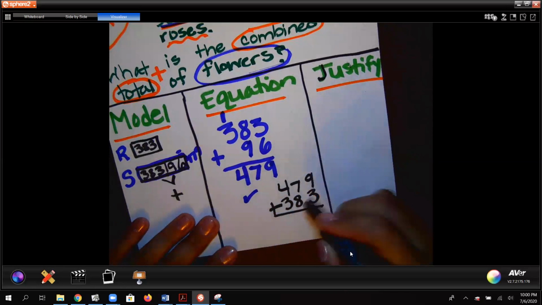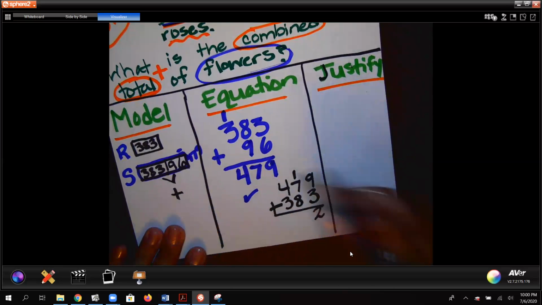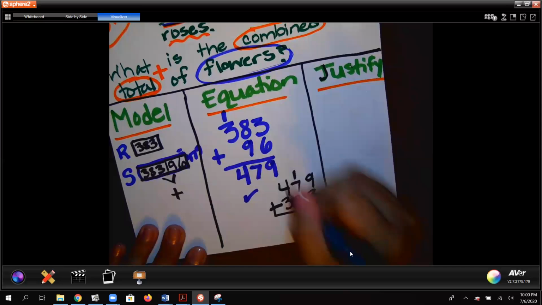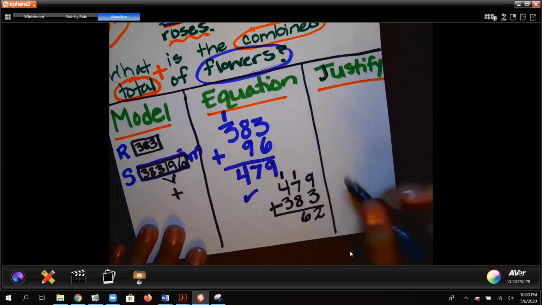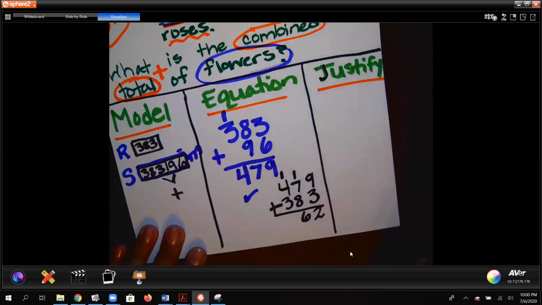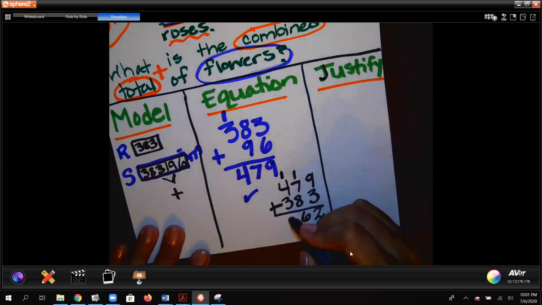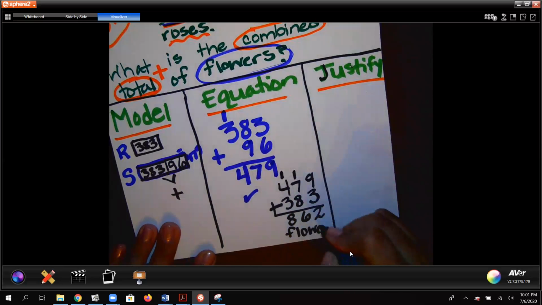9 plus 3 is 12. Carry your 1 here. 7 plus 8 plus 1 would be 16. And what I did, I just made this a double. I know that 7 and 1 is 8, and then 8 and 8 is 16. When you're adding, it's really easy to add if you make 10 in your head or make doubles. Makes it easier to add mentally in your head. Okay, 4 plus 3 is 7, plus 1 is 8. So what is the combined total of flowers? 862 flowers.